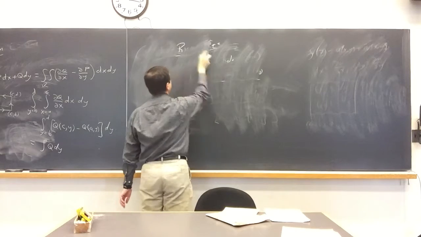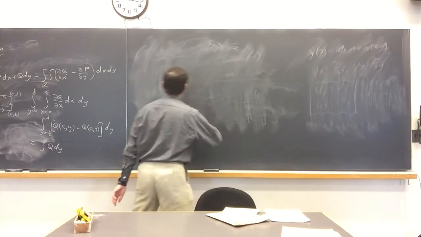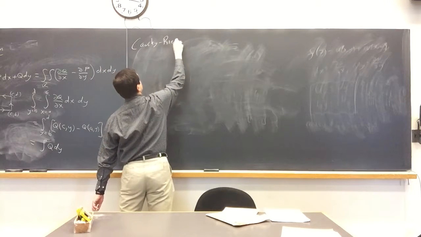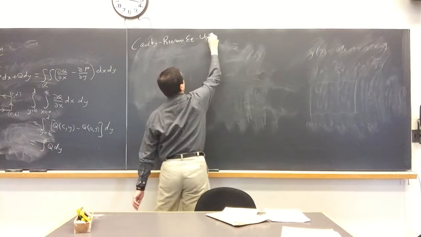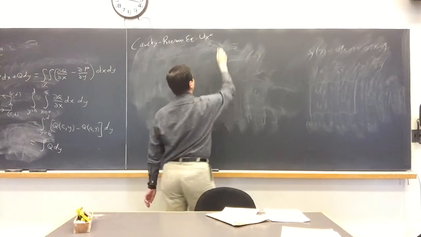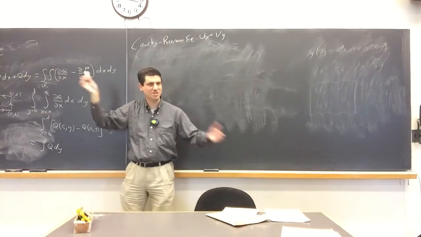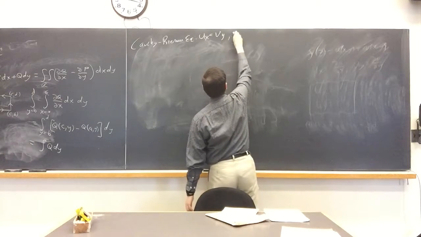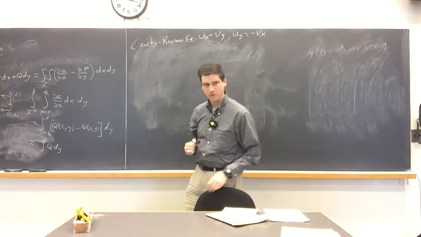So if you could choose any PQ pair, what kind of pair would you choose? Yeah, you'd choose dQ/dx equals dP/dy because then it's 0 and you can integrate 0 very nicely. All right, so there's the Cauchy-Riemann equations.